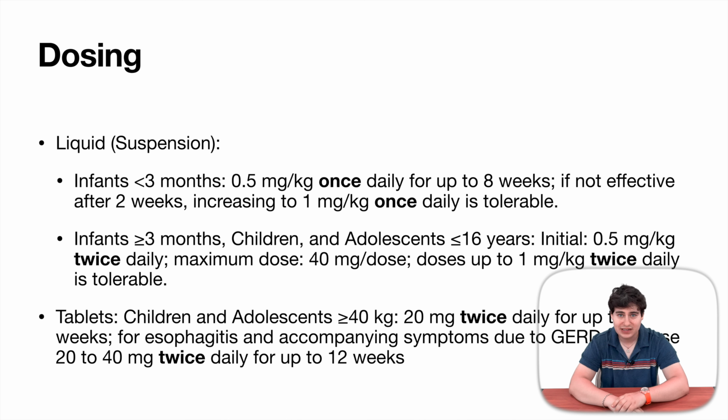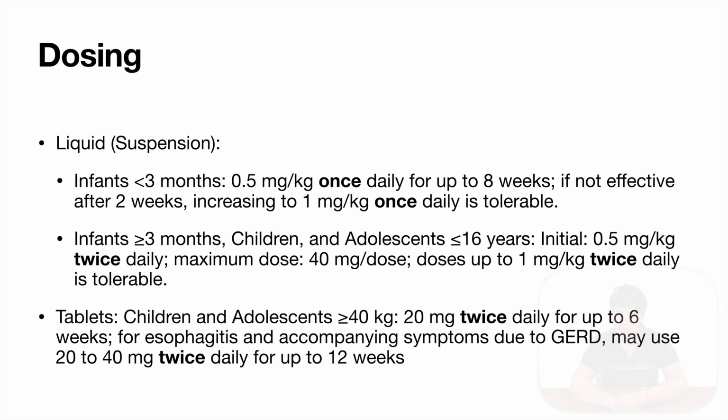And this is going to be once daily for up to 8 weeks. Now, if your doctor chooses, you can also do 1 milligram per kilogram once daily too. Now for the pediatric population, for greater than 3 months, but less than 16 years of age, we want to be giving 0.5 milligrams per kilogram, but this time twice a day. Or if your doctor chooses, you can also do twice a day of 1 milligram per kilogram. If you're curious about the tablet form, I have the dosing here for it too written.